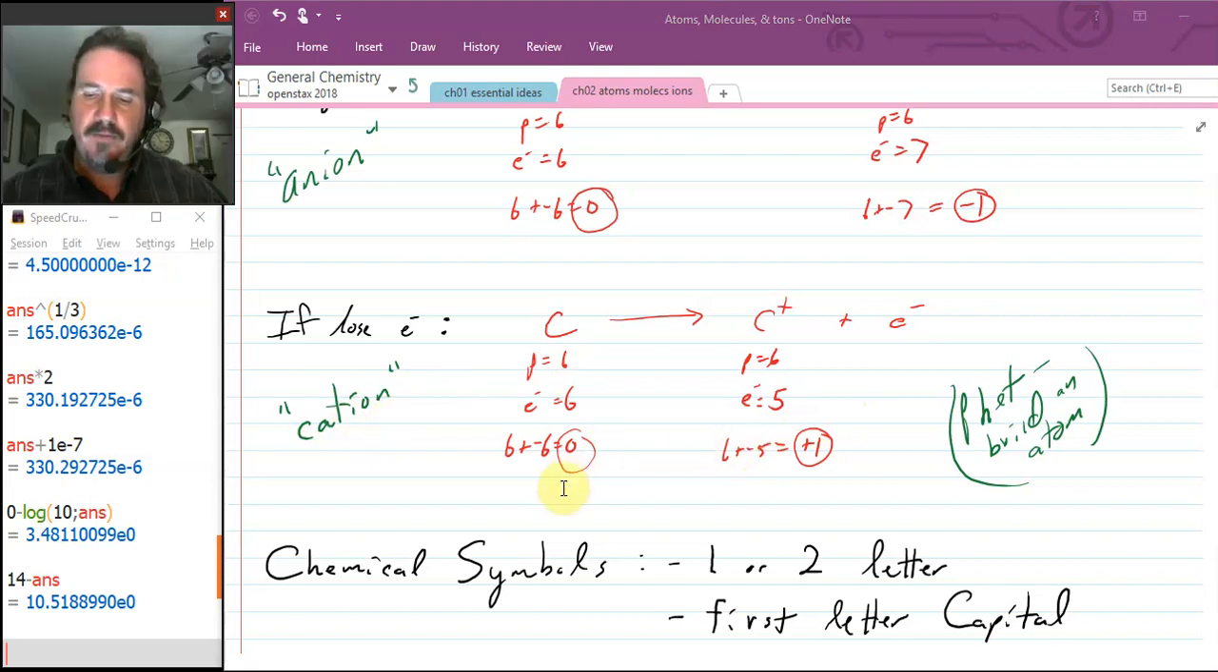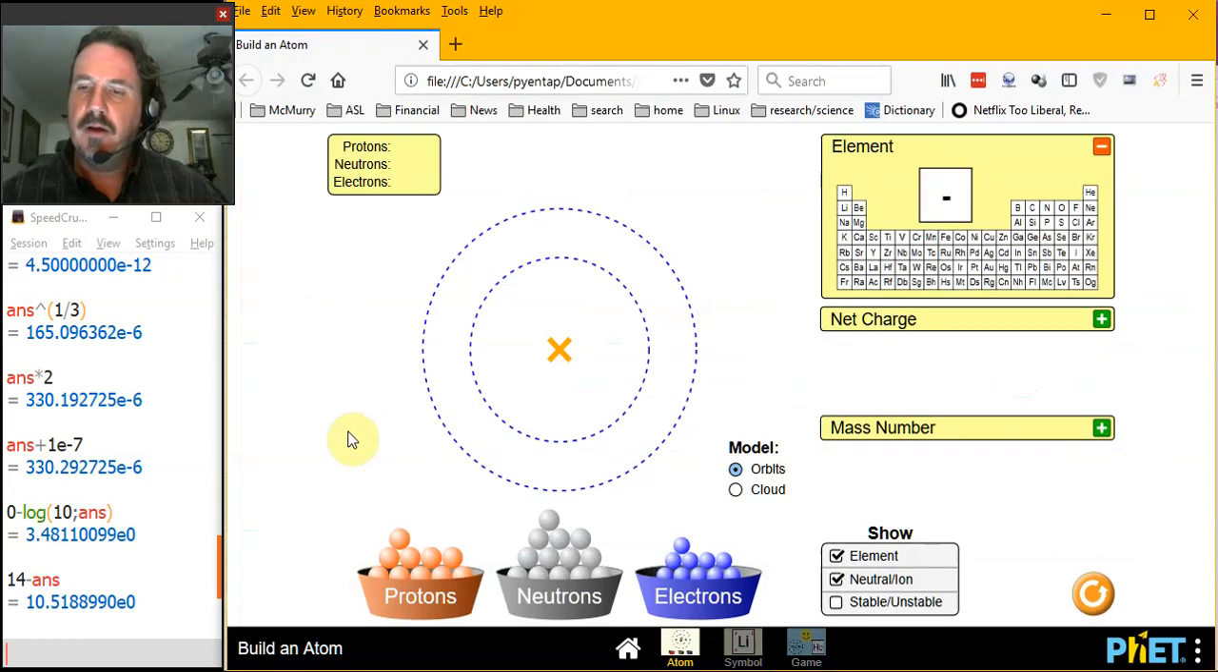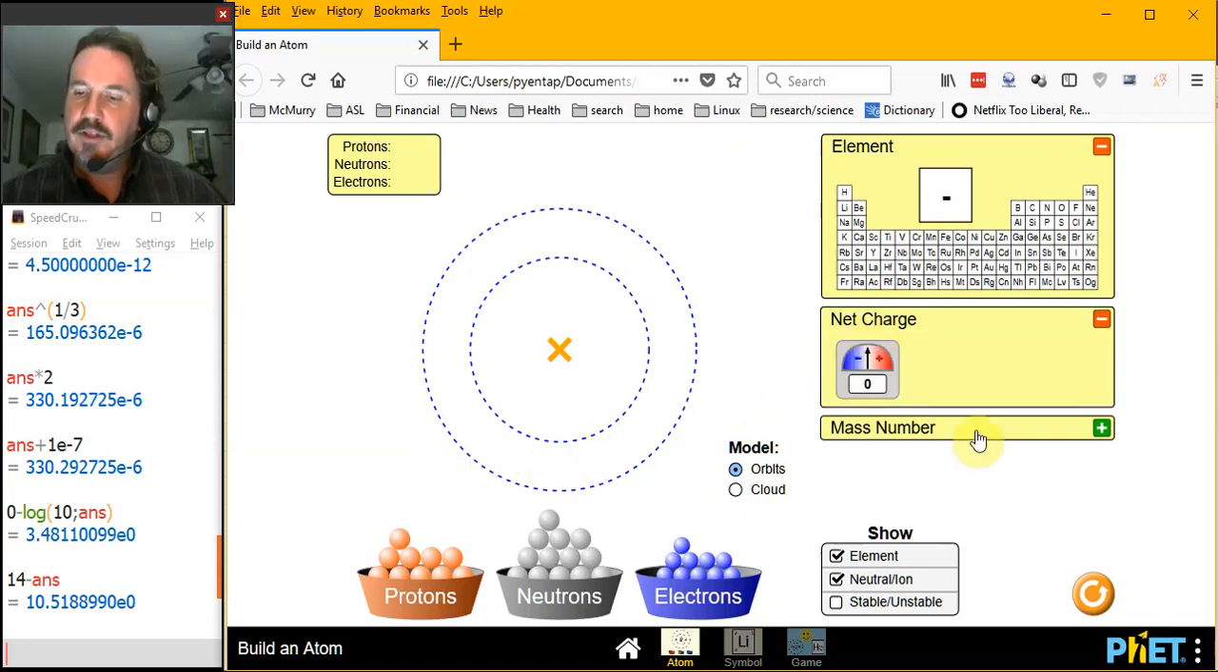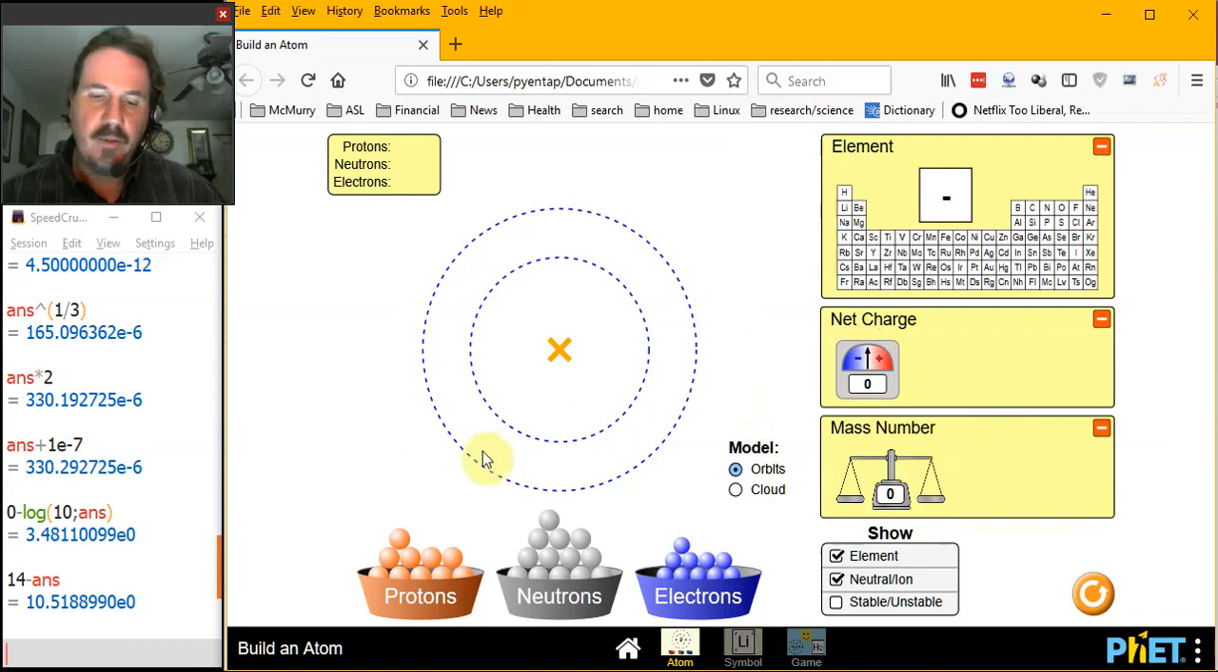I want to look at a PhET simulation here that shows atoms, and it's called the atom builder, or build an atom, I guess it's called. Here the idea is you've got a nucleus, and you've got this empty space out here where the electrons go. Okay, and net charge. Let's see, mass number. Okay, we can leave those on.